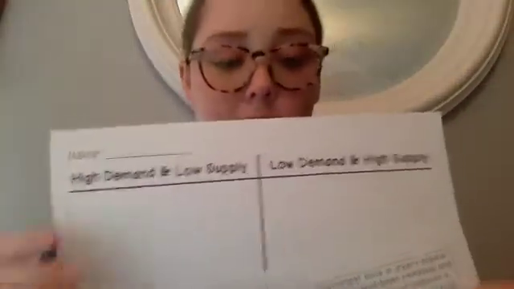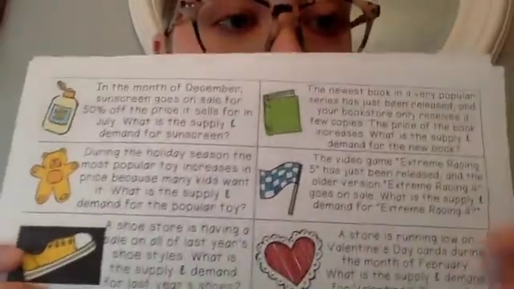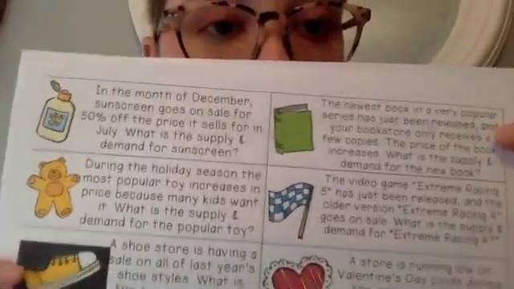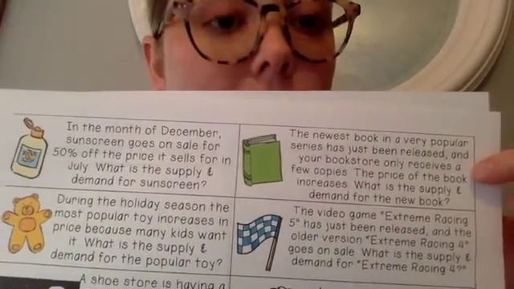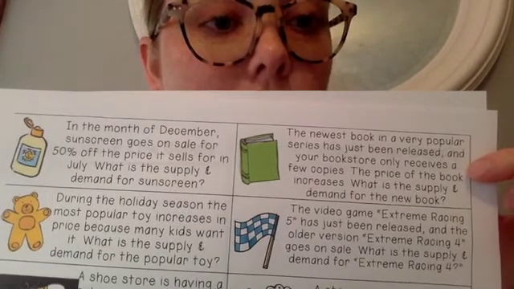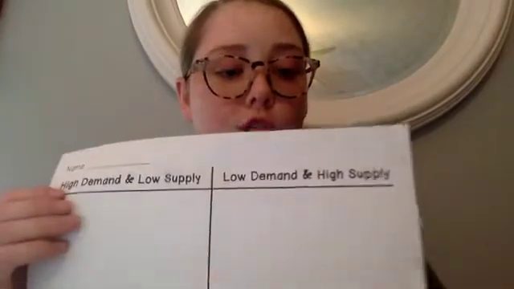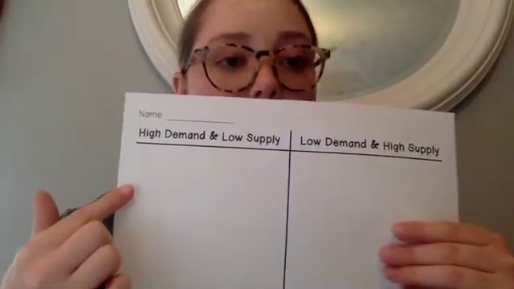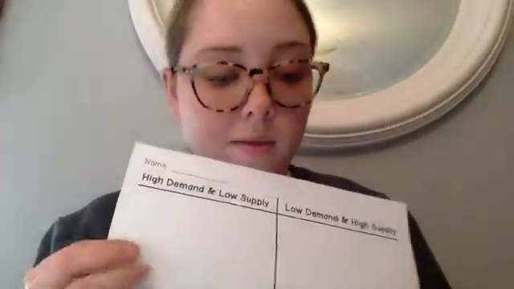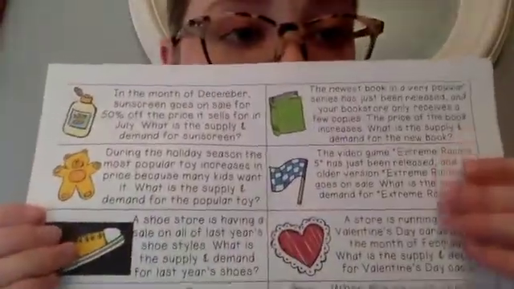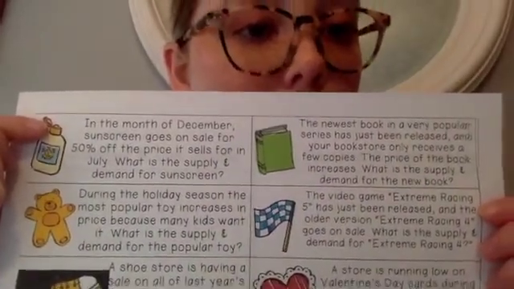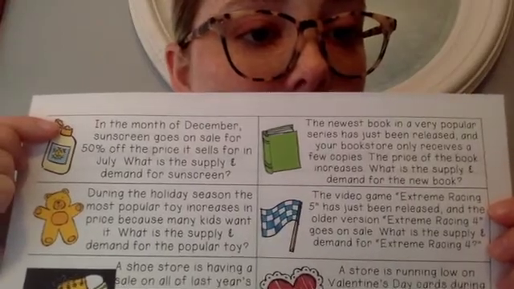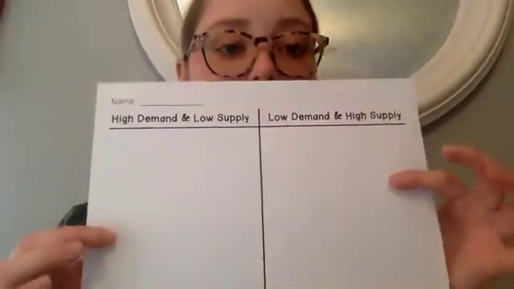So we can go through and read these different scenarios, and we're going to glue them on each of the different sides. Our first one says, the newest book is a very popular series that has just been released, and your bookstore only receives a few copies. The price of the book increases. What is the supply and demand for the new book? Do you think that's going to go into the high demand and low supply, or low demand and high supply? Then our next one, in the month of December, sunscreen goes on sale for 50% off. The price it sells for in July. What is the supply and demand for this sunscreen? Which category do you think goes in? Then you can glue it down into each category.